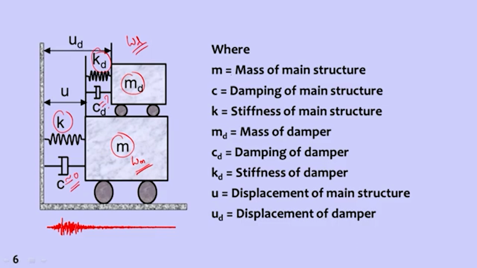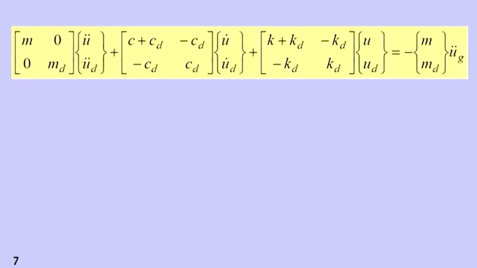So M is the mass of the main structure, C is the damping of the main structure, K is the stiffness of the main structure, MD is the mass of the damper, CD is the damping of the damper, KD is the stiffness of the damper, U is the displacement, and UD is the displacement of the damper. Now if we formulate the 2 degree of freedom system mass matrix: this M is already an n degree of freedom system, and the additional damper system is adding one more degree of freedom.